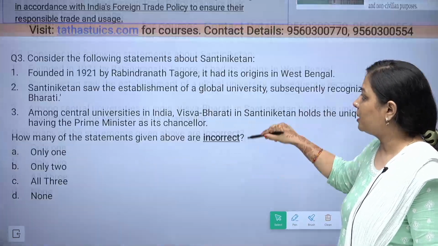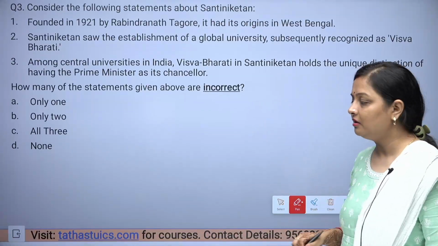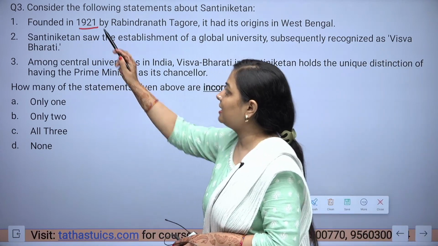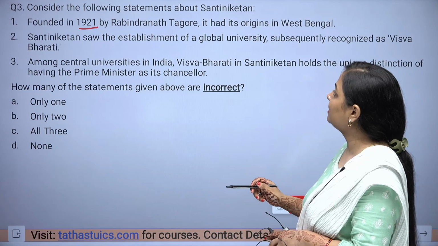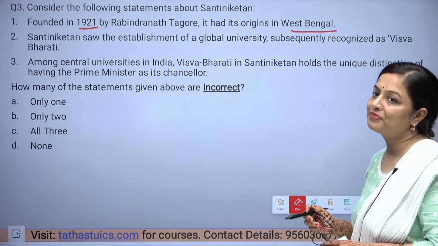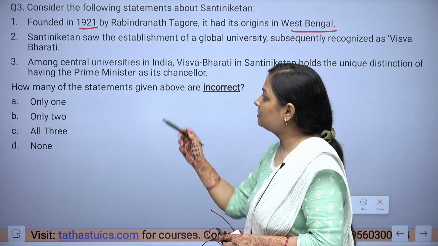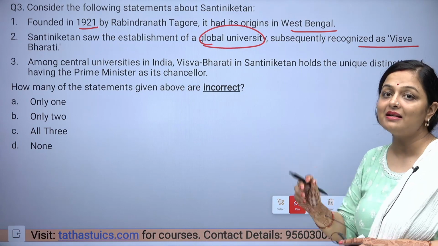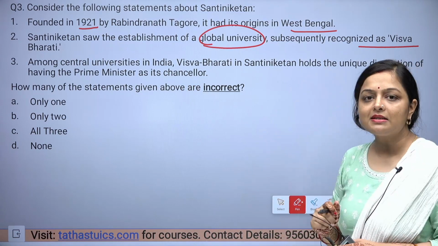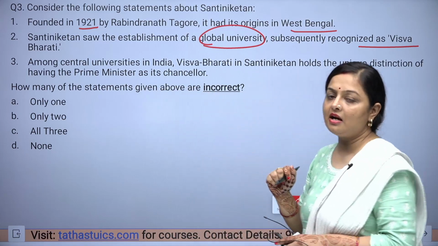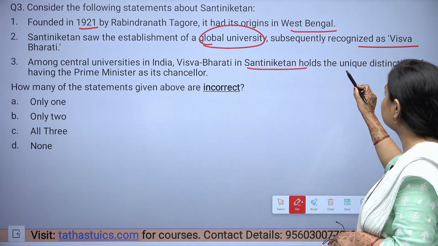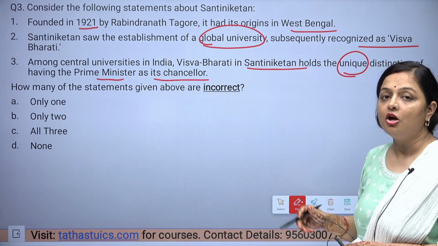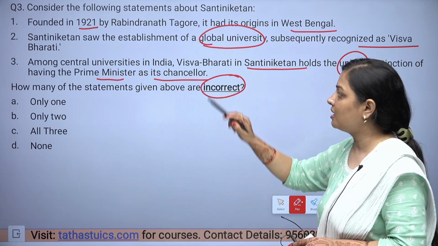Now, let's move on to the third question. It is related to Shantiniketan. We covered this one yesterday itself. The very first statement is that it was founded in 1921 by Rabindranath Tagore and it has its origins in West Bengal. Second statement says Shantiniketan saw the establishment of a global university, subsequently recognized as Vishwa Bharati. Third statement says, among central universities in India, Vishwa Bharati in Shantiniketan holds the unique distinction of having the Prime Minister as its Chancellor. You are supposed to find out which of these statements are correct.